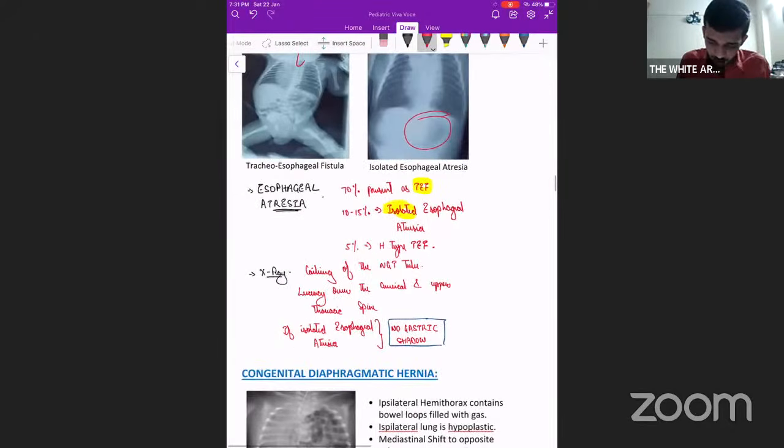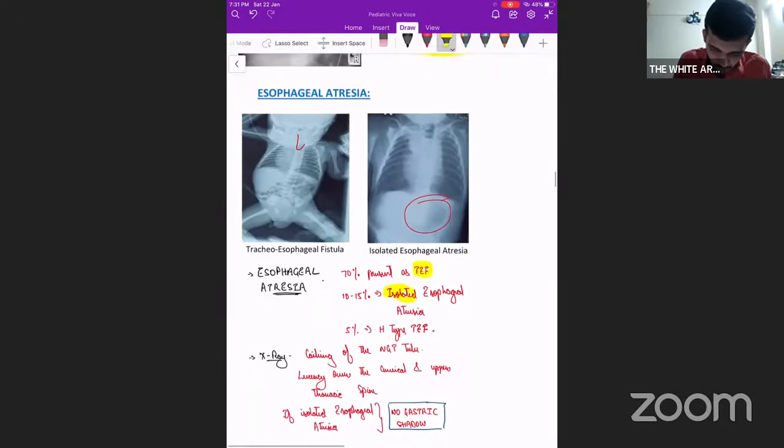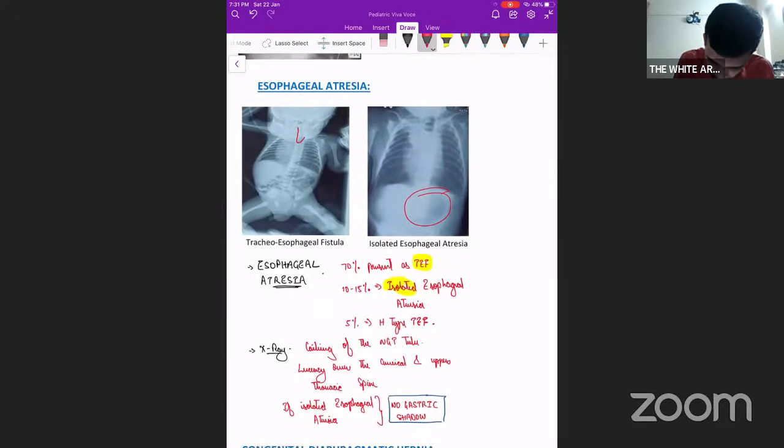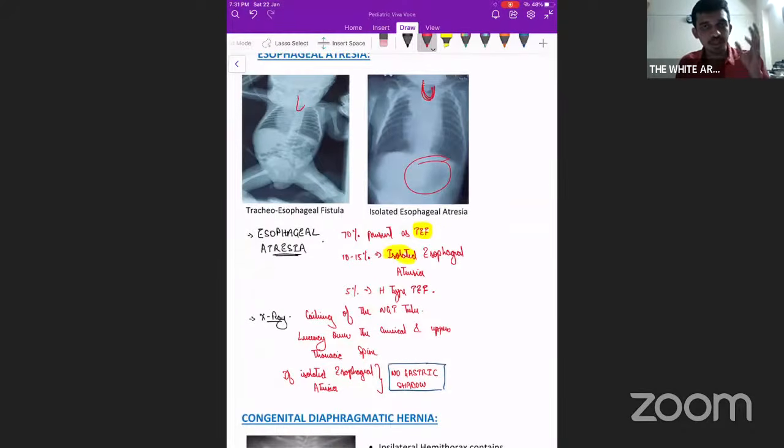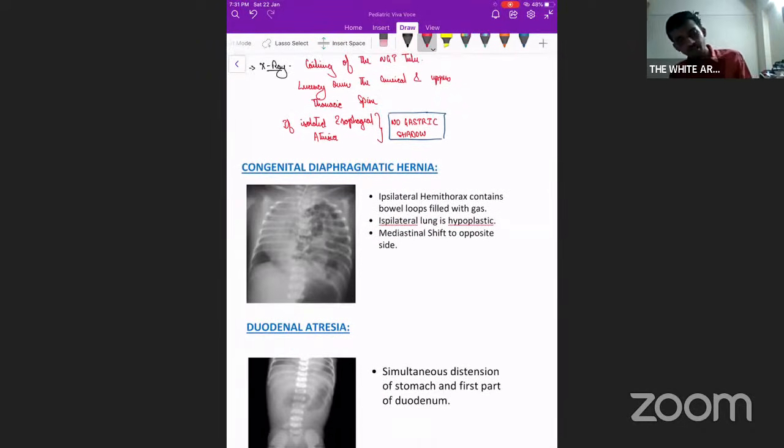Okay, in both the X-rays you have coiling. See, over here also you have coiling. Over here also there is coiling. Correct? The NGT that you pass will not be able to pass, and once you take an X-ray, there will be coiling. The difference in isolated esophageal atresia is you will not have the gastric shadow over here. Fine. Next is the congenital diaphragmatic hernia.